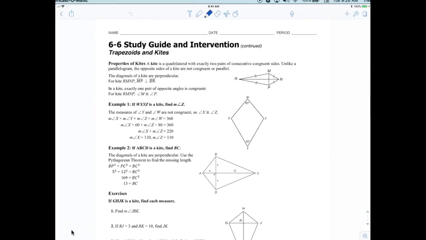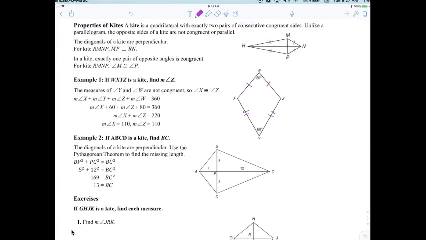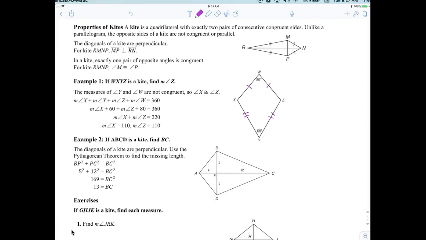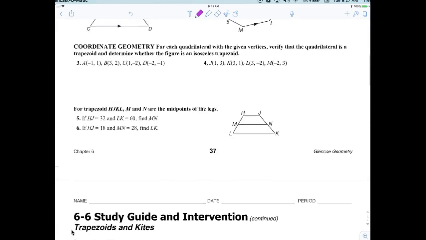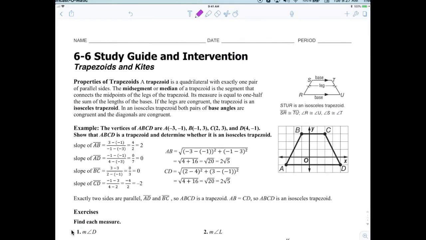Here is what we're looking at for your kite. In your kite, we would say these 2 sides are equal, and these 2 sides are equal. So it's not a parallelogram. None of the sides are parallel. Everybody with me on that? There are some interesting characteristics, and we will talk about that. But let's go back up here real quick to the trapezoids.